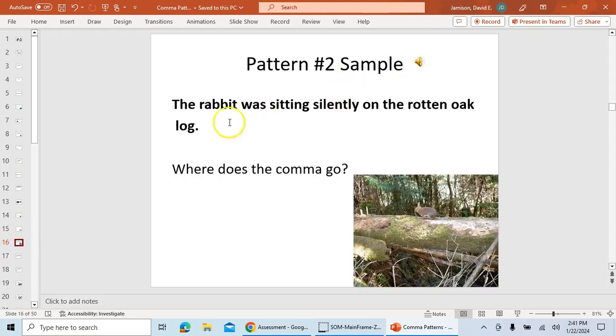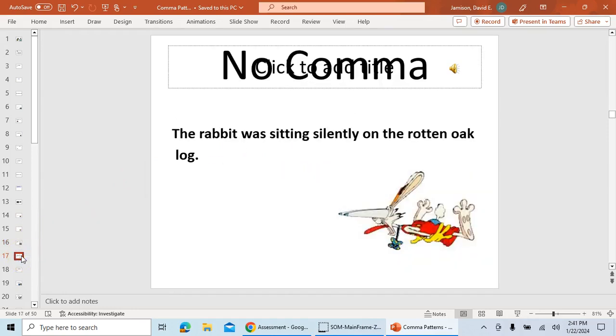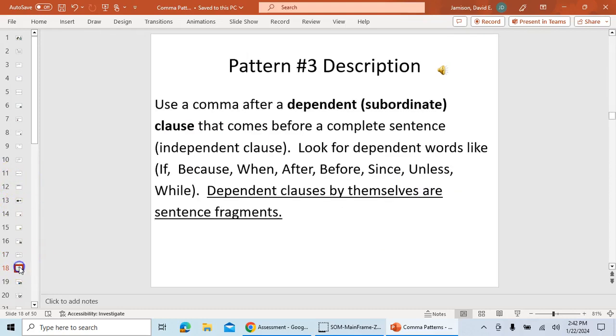Now if we turn this around and we said the rabbit was sitting silently on the rotten log, we actually don't need a comma in that case. That means no comma. The rabbit was sitting silently on the rotten log. This is the natural way to write the sentence again. You want to say what the subject is before you say what they're doing. So in that case, you don't need a comma. I think that's it for this example.